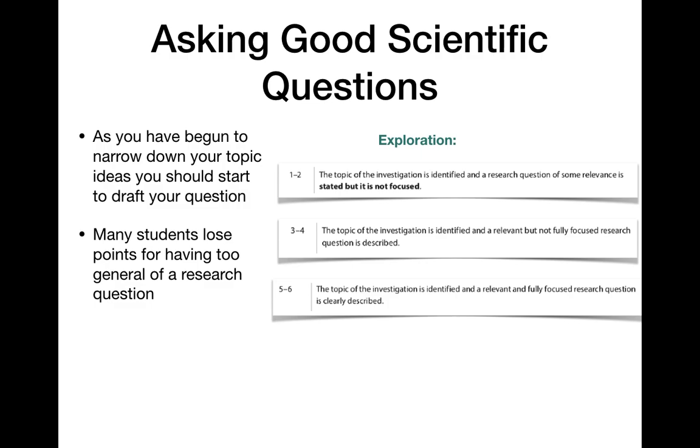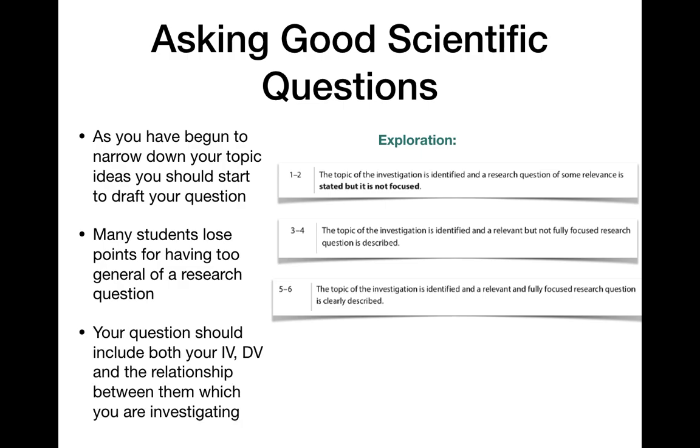Even if you did a really good exploration and every other component of this rubric was at a 5, 6, if you got a 1, 2 on your question, that would drag everything down. So let's not let that happen. Your question should include both your independent variable, dependent variable, and the relationship between those two variables that you were investigating. So what are you looking at to measure to see the relationship between them?